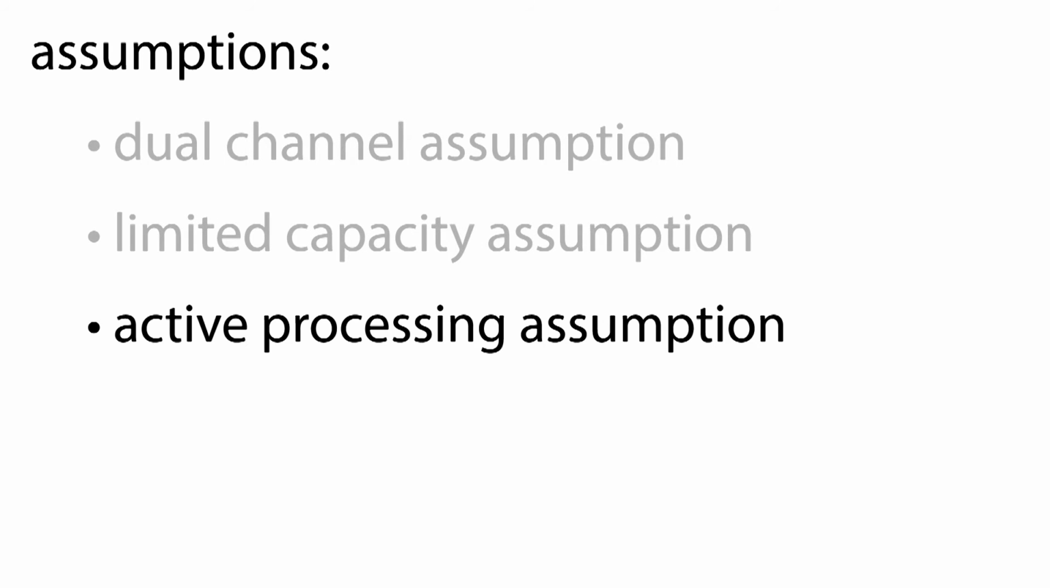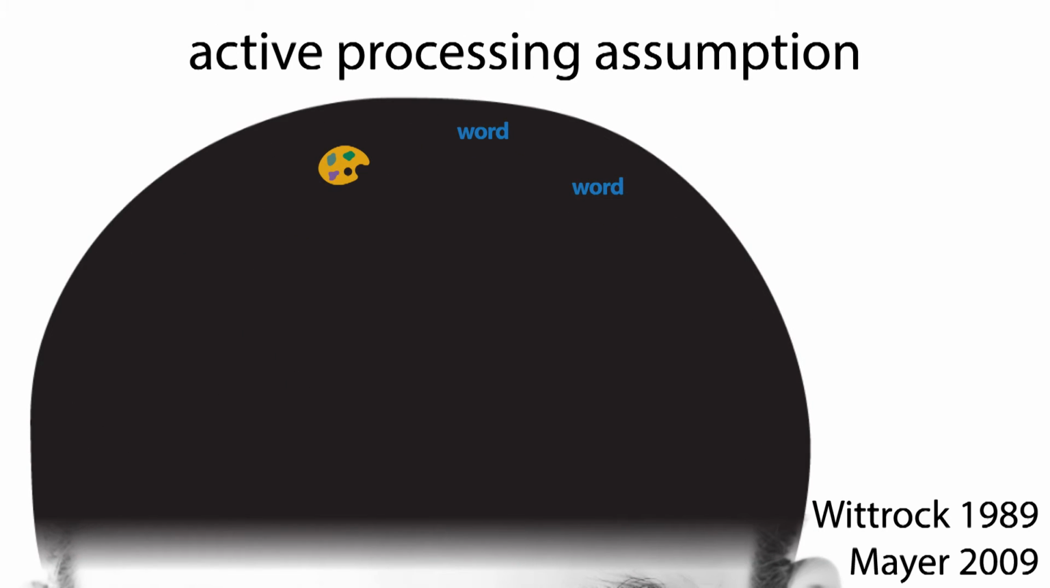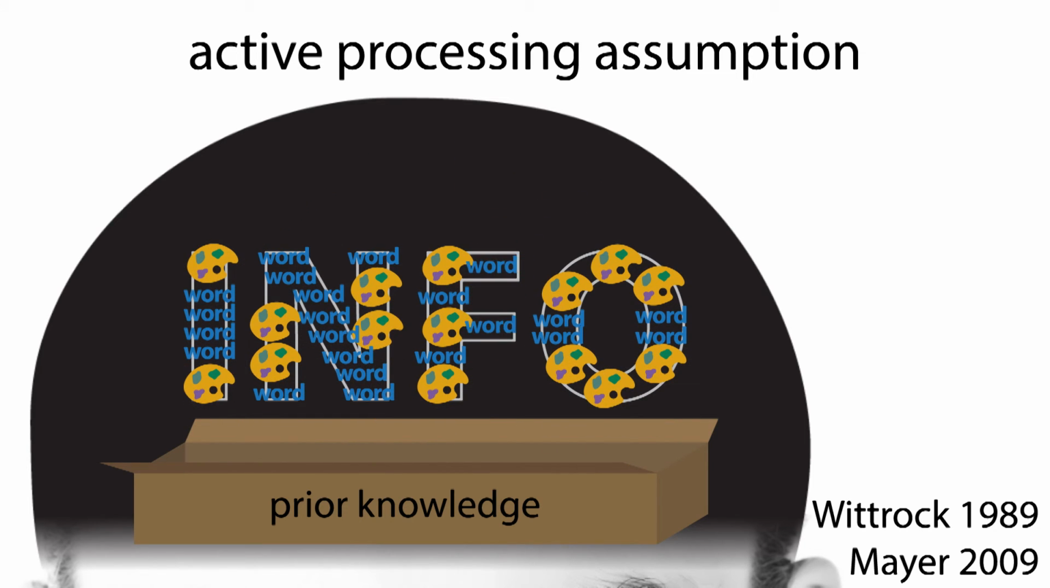And third, the active processing assumption is that in order to learn, learners must pull out relevant bits of information from the information they receive, and organize and integrate them with respect to each other and to their prior knowledge. Our brains do not have the ability to passively process all of the information we're given and then play it back word for word. Rather, we actively decide what parts of the material are relevant and important and weave those into our knowledge scaffolds.